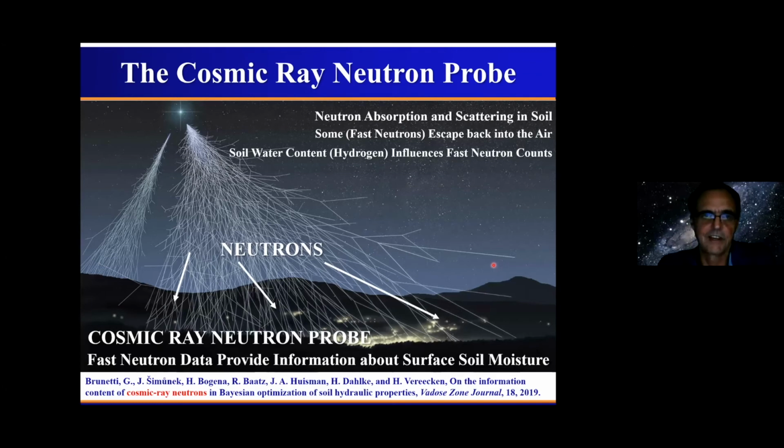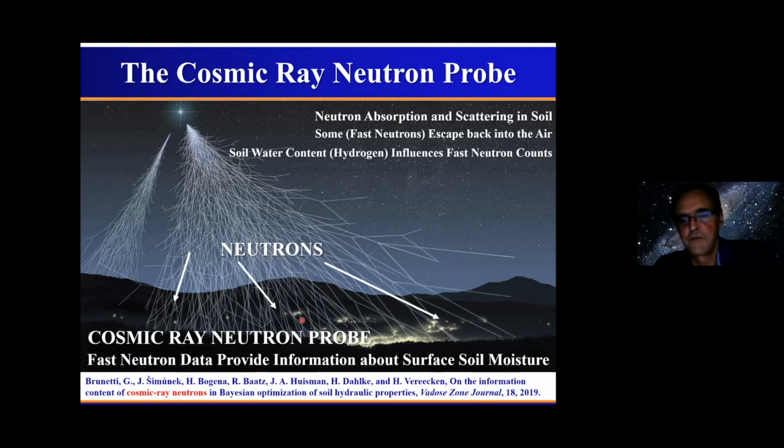And so this cosmic ray neutron probe is based on the idea that the Earth is constantly bombarded by cosmic rays. These cosmic rays penetrate into the soil and scatter, absorb, etc. And some of the neutrons are returned back to the atmosphere where we measure their fluxes using this cosmic ray neutron probe. And their fluxes are directly associated or related to the water content in the soil profile. And so based on these fluxes, we can estimate soil water contents on the large scale.